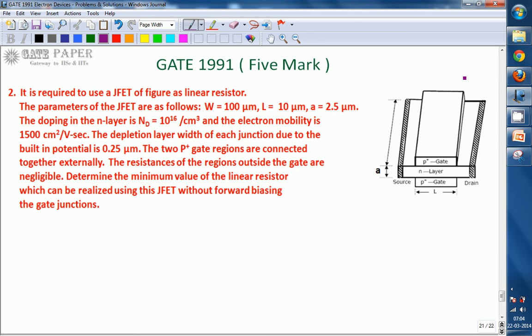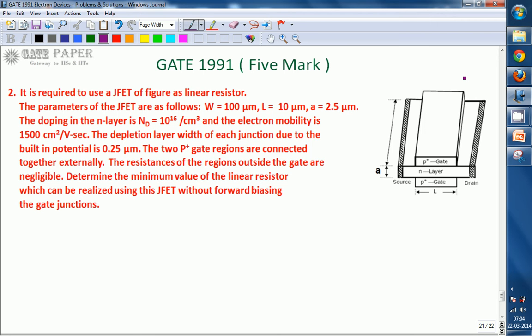Hello, we are discussing the GATE 1991 ECE paper. This is a 5-mark question related to electronics. So look at the diagram. That is a JFET, a junction field effect transistor, which is now used as a linear resistor.